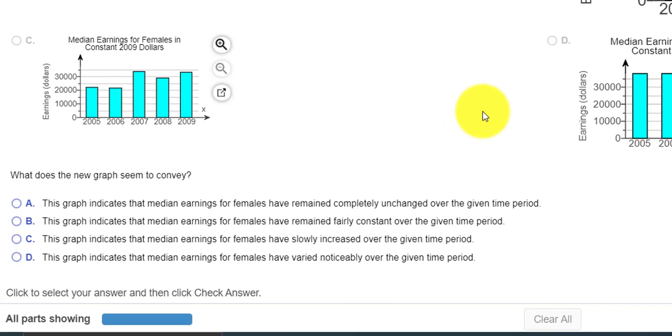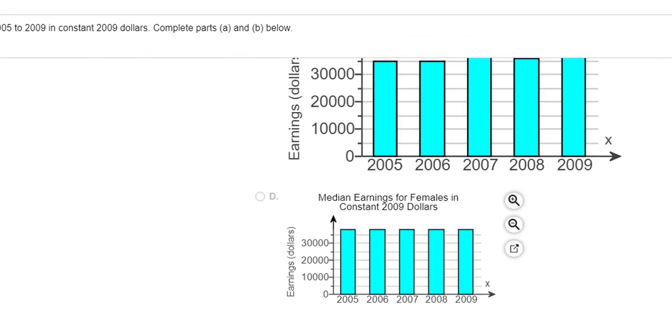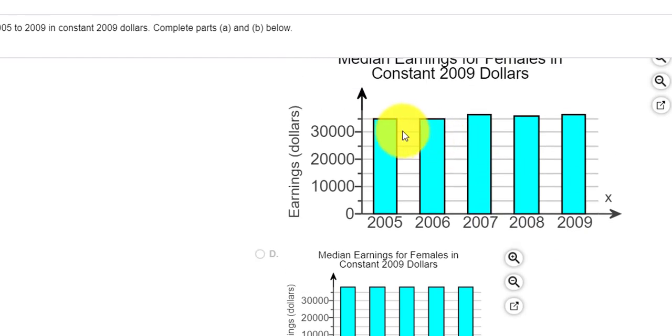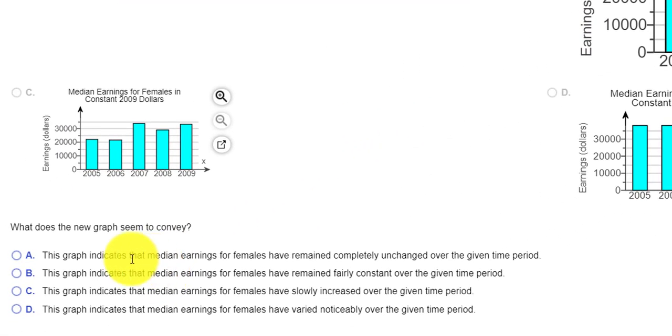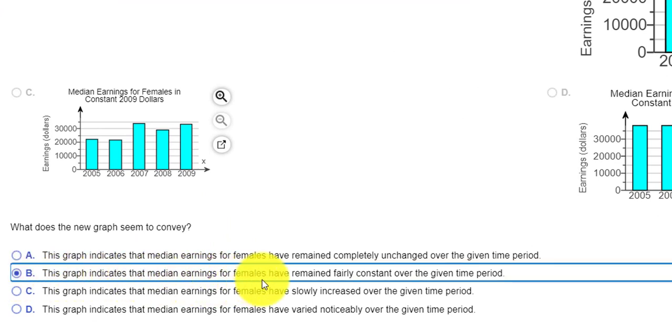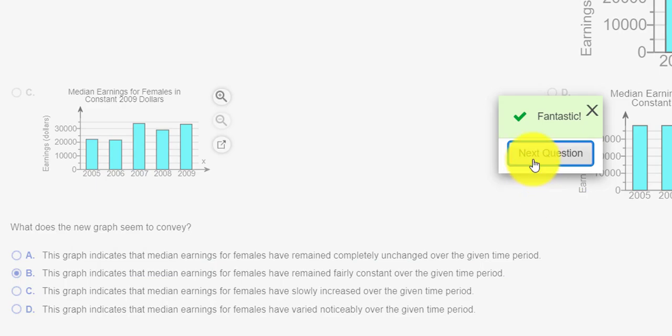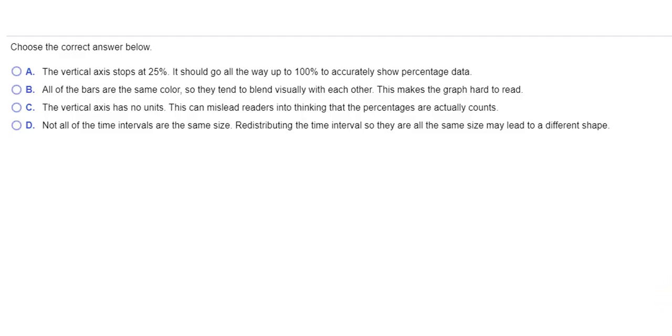Let's see. It says, what does the new graph seem to convey? So when I look at the bars, they are all about the same height. So I'm going to say that the median earnings has remained fairly constant over a period of time. Good. Next question.